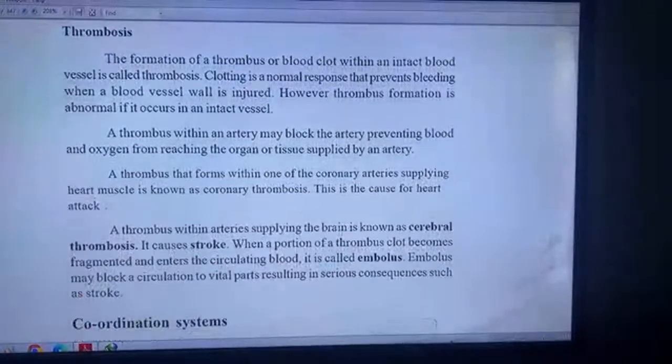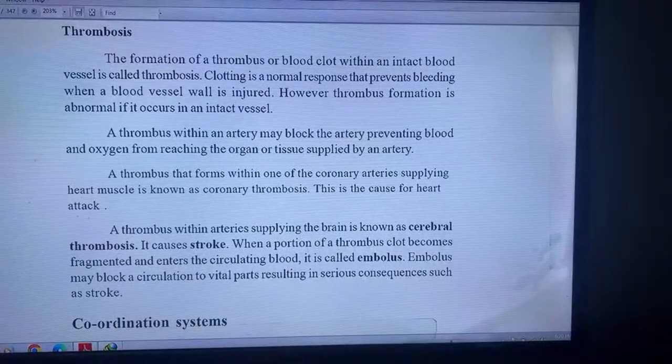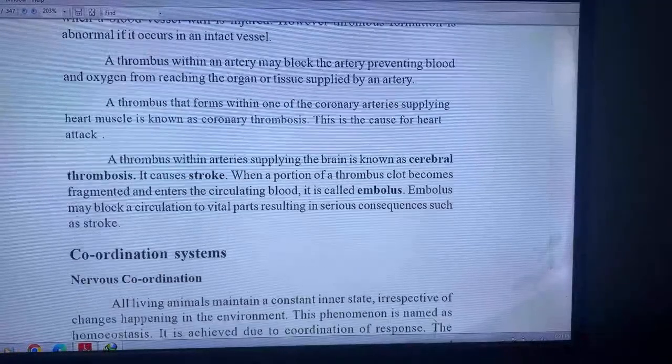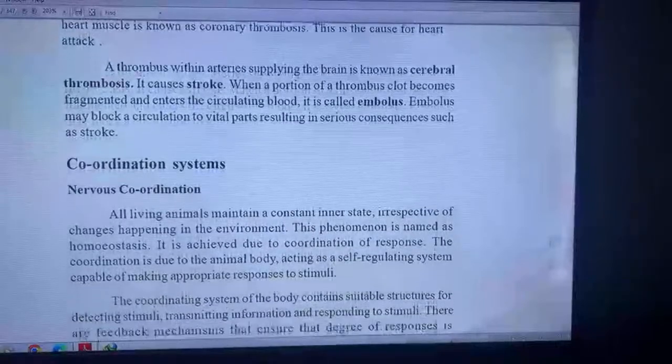Thrombosis. The formation of a thrombus, or blood clot, within an intact blood vessel is called thrombosis. Clotting is a normal response that prevents bleeding when a blood vessel wall is injured. However, thrombus formation in an intact vessel is abnormal. A thrombus within an artery may block the artery, preventing blood and oxygen from reaching the organ or tissue supplied by the artery. A thrombus that forms within one of the coronary arteries supplying heart muscle is known as coronary thrombosis. A thrombus in an artery supplying the brain is known as cerebral thrombosis.